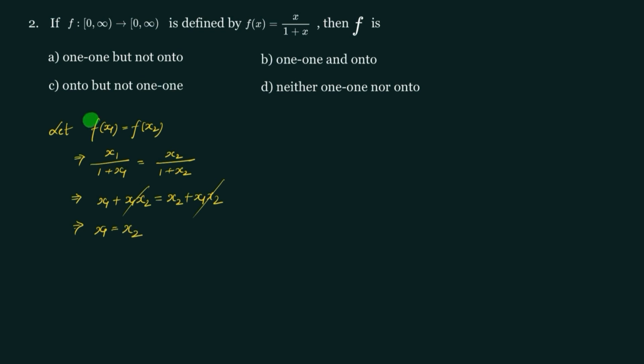Now since I have assumed that f of x1 equals f of x2 and we have arrived at x1 equals x2, that means this function f is 1-1.